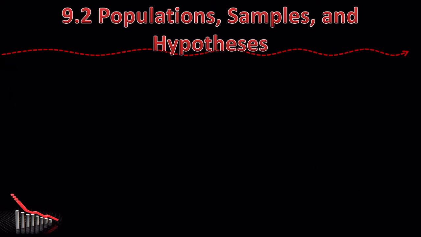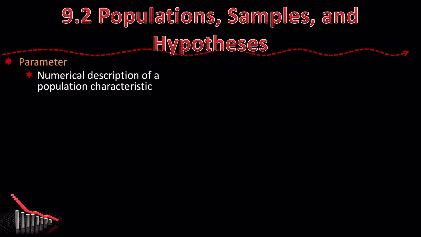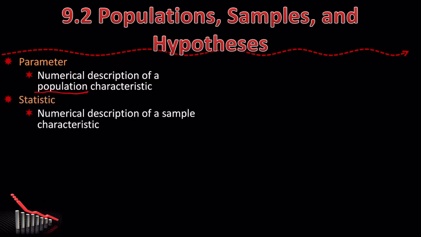So the population is everybody, the sample is just a smaller group. A parameter is a number describing a population characteristic. So a parameter describes the whole population. A statistic describes the sample. Oh, hey, they go together. Parameter and population, population parameter, they both start with P's. And statistic and sample go together. Sample and statistic, they both start with S's.